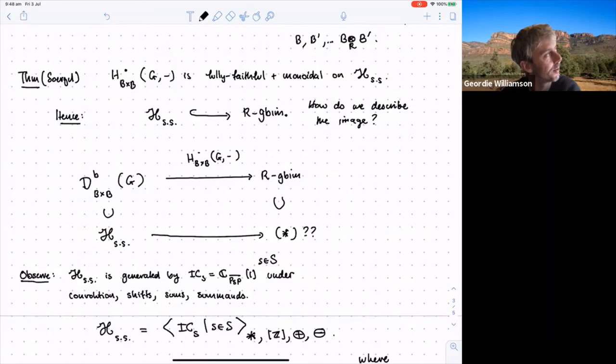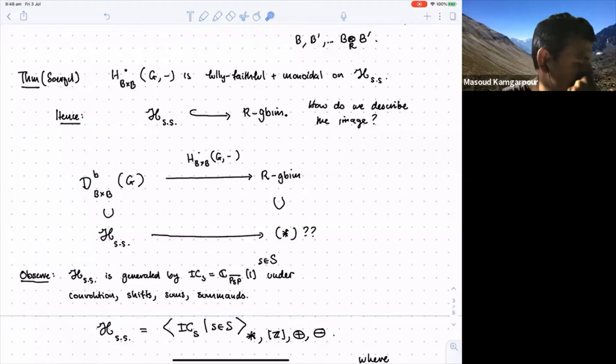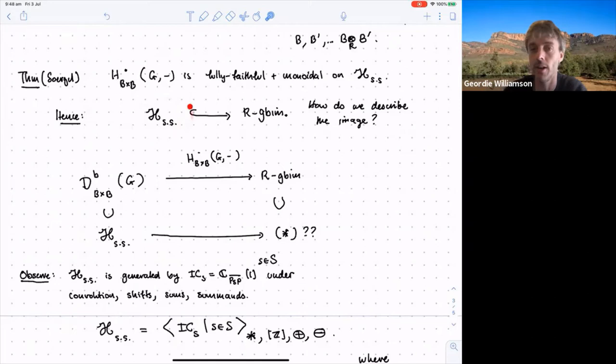I think about Soergel bimodules as something that lives on G, but they're more T equivariant objects or B equivariant objects. You can ask, for example, what's the unique object in Soergel bimodules that's W equivariant? That's a reasonable thing to ask. And it turns out the unique thing is the IC of the entire G, which is the Kazhdan-Lusztig basis element for the longest element.